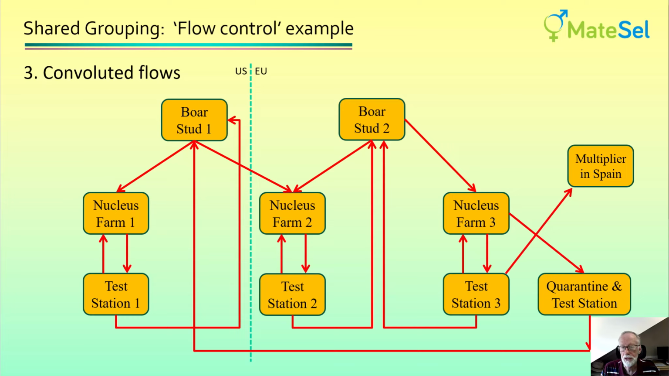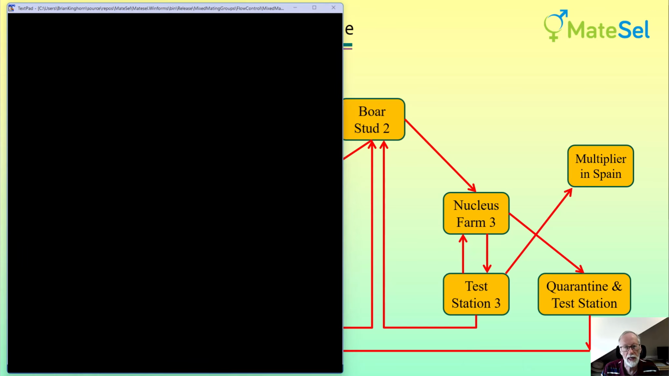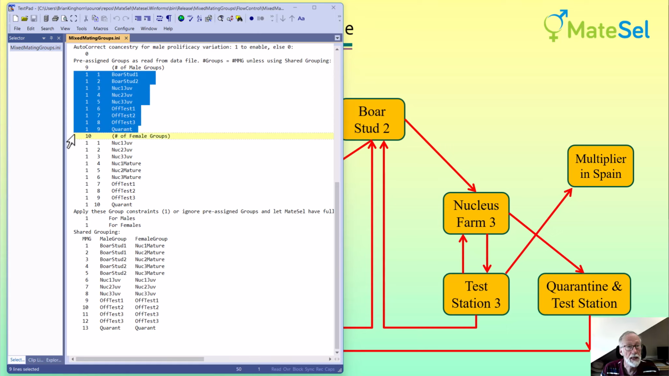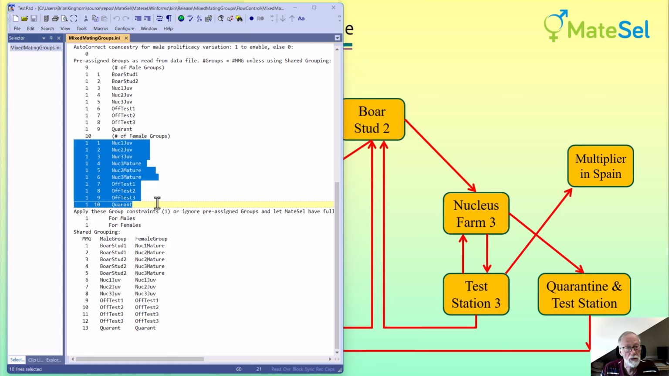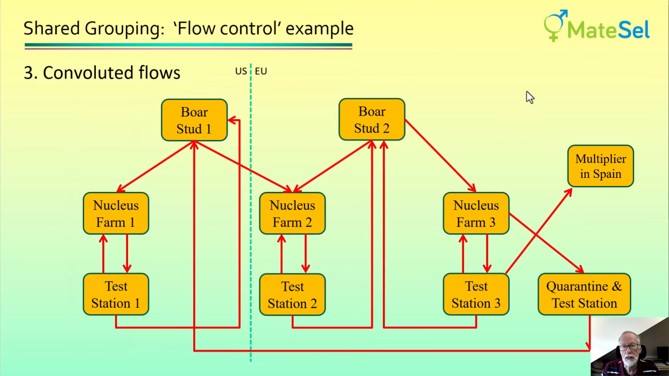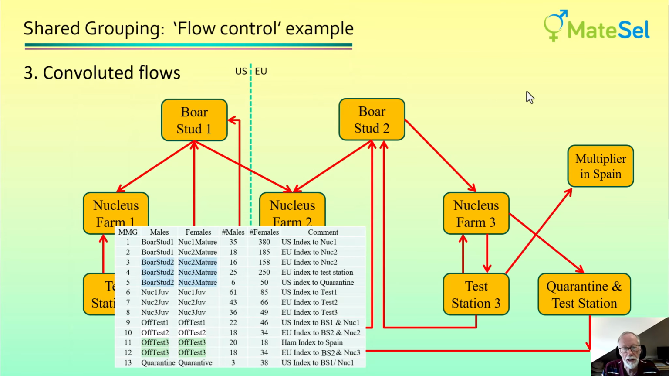Now we'll move towards a demonstration. You'll notice that there are only 2 boar studs and yet 3 nucleus farms. And when we look at the parameter file for this example, you'll see that's reflected in the fact there are only 9 male groups and 10 female groups. We actually have 13 mixed mating groups for this example, and that's going to be easier to see when I put that on top of the diagram.